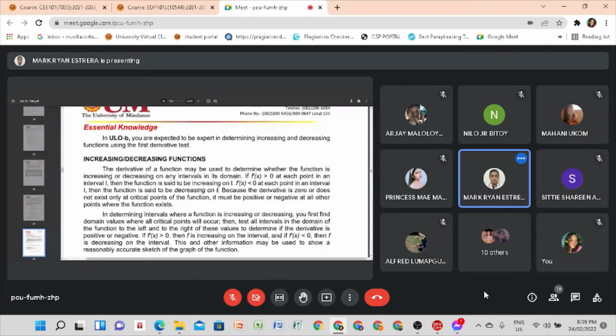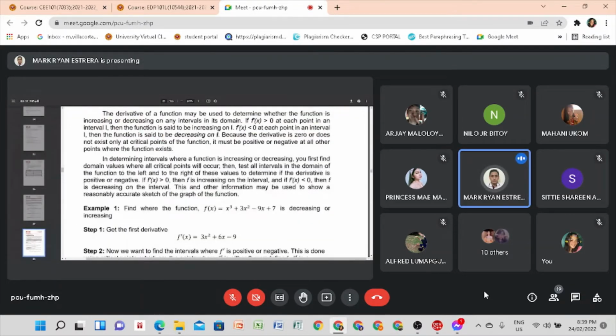Okay. So in determining intervals where a function is increasing or decreasing, you first find domain values. So these are the x values para makakreate ka og interval where all critical points will occur. Okay. Then test all intervals in the domain of the function to the left and to the right of these values, to determine if the derivative is positive or negative. So diran tumugawas ng test katong sa f prime x na to. If f prime x is greater than 0, then f is increasing on the interval. And if f prime of x is less than 0, then f is decreasing on the interval.